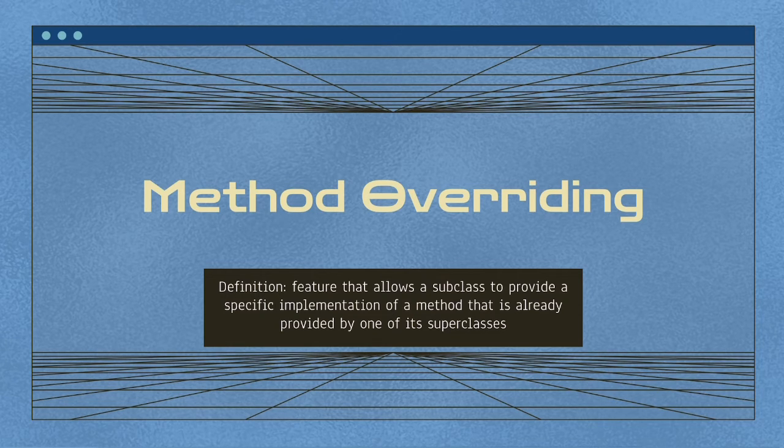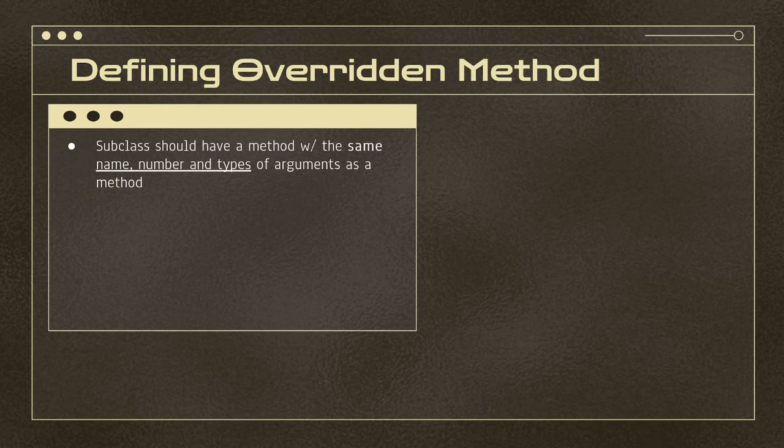Next, we have method overriding, which is a feature that allows a subclass, otherwise known as a child class, to provide a specific implementation of a method that is already provided by one of its superclasses, which are also known as parent classes. In order to define an overridden method, a subclass should have a method with the same name, number, and type of arguments as a method in the superclass. This means that the method in the subclass is said to override the method in the superclass.